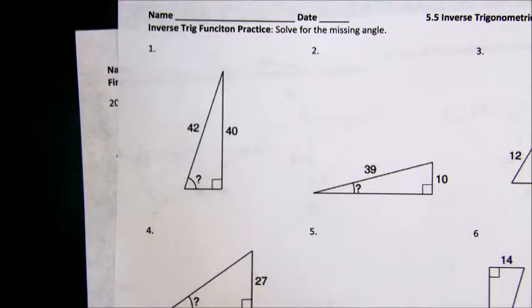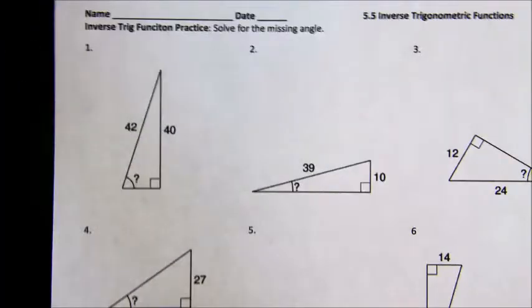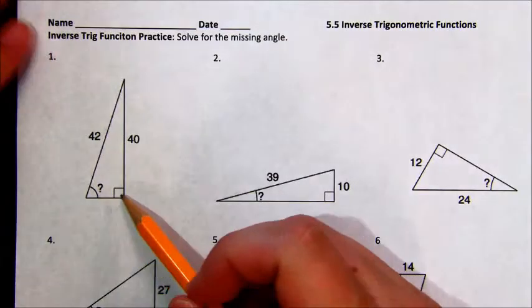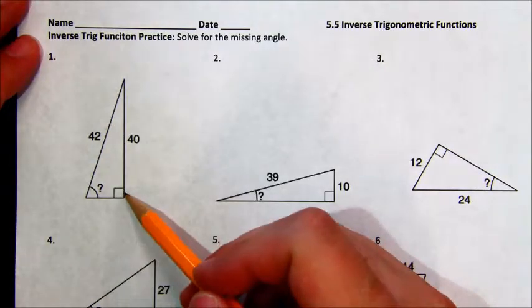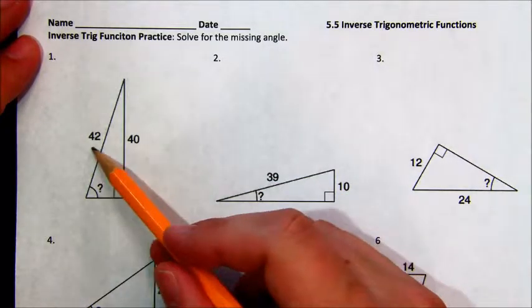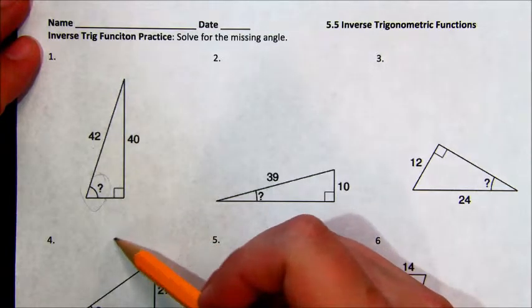So in this video, I'm going to do some example problems where we use inverse trig functions to find various things. Okay, so the first one I want to look at is something like number 1 right here. We're given two sides of the right triangle, 40 and 42. And what we're missing, what we're looking for, is this angle down in the corner.